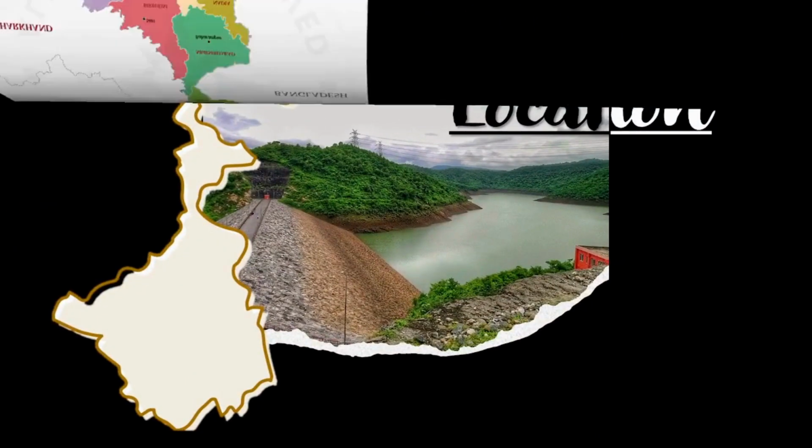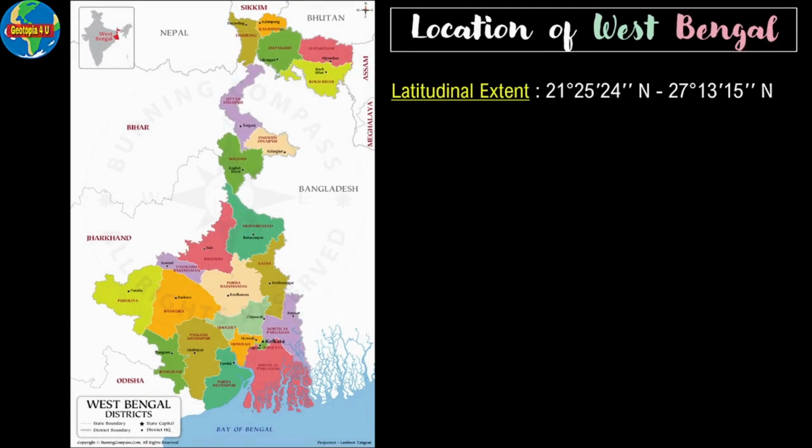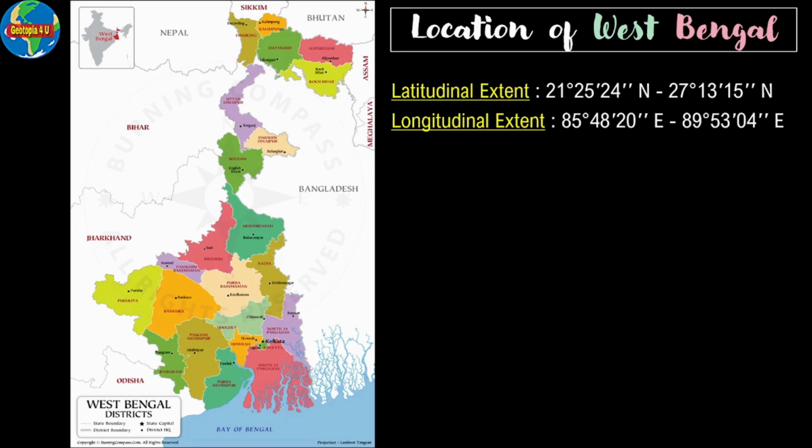Location. The latitudinal extent of West Bengal ranges from 21 degree 25 minutes and 24 seconds north to 27 degree 13 minutes 15 seconds north. The longitudinal extent of West Bengal ranges from 85 degree 48 minutes 20 seconds east to 89 degree 53 minutes 4 seconds east.